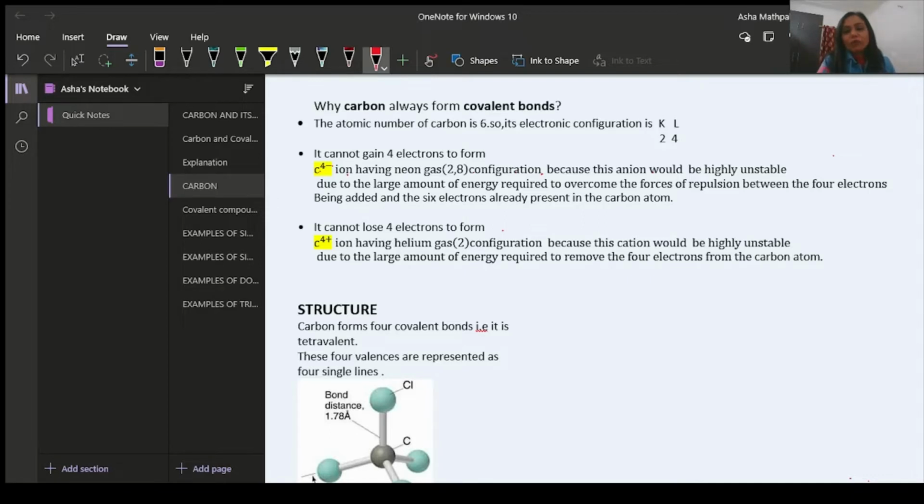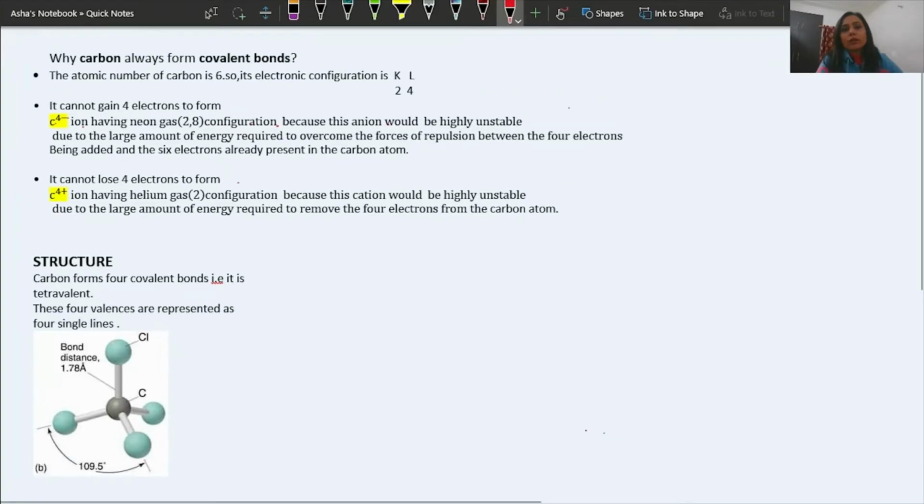Now, first of all, we will try to understand why carbon forms covalent bond. Carbon forms covalent bond because of the following reasons. We'll explain them one by one. From our previous knowledge, we know that the atomic number of the carbon is 6. So its electronic configuration is 2, 4. That is, in the first shell, it is having 2 electrons. In the second shell, which is also its last shell, it is having 4 electrons in it.